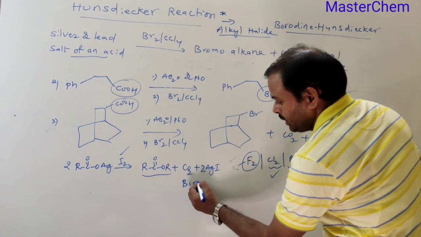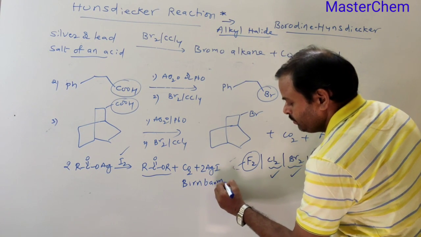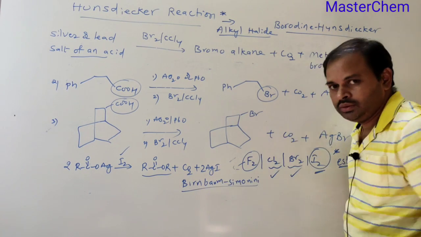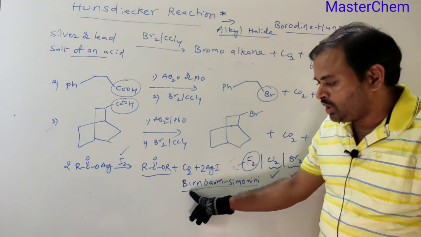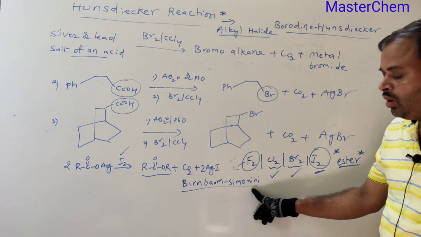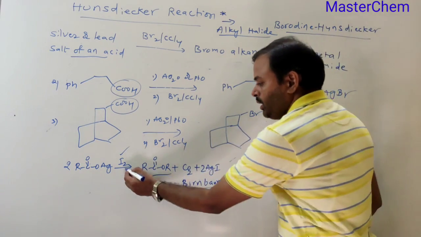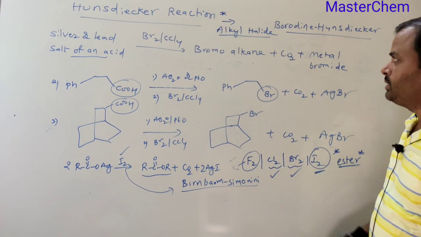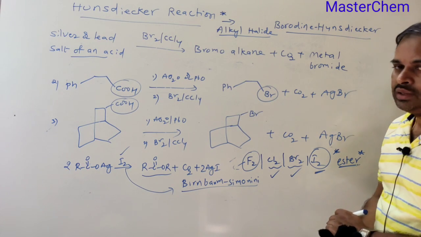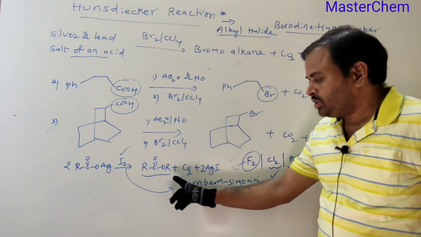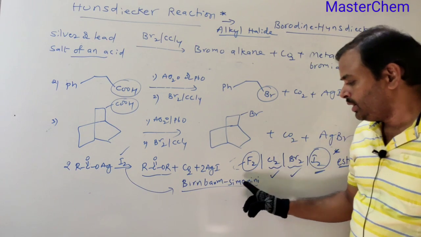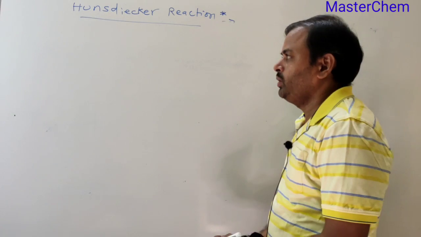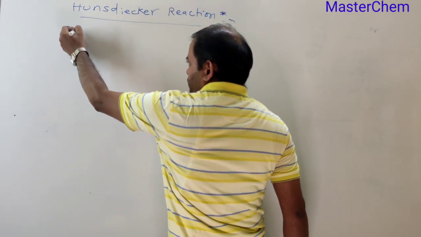This reaction is known as the Birnbaum-Simonini reaction. Okay, not that much important. So this reaction is known as the Birnbaum-Simonini reaction, particularly the iodination reaction. Chlorination and bromination, we can call the Hunsdiecker reaction or Borodin-Hunsdiecker reaction. But with iodination, what is the product? Ester, and the reaction is known as the Birnbaum-Simonini reaction. Okay, now the mechanism for the Hunsdiecker reaction.